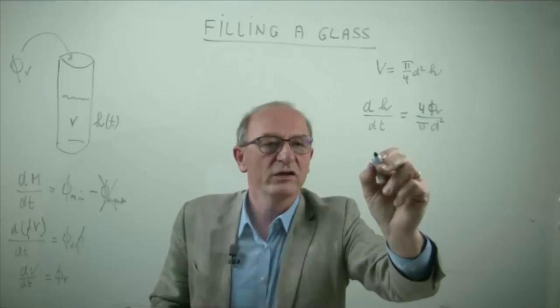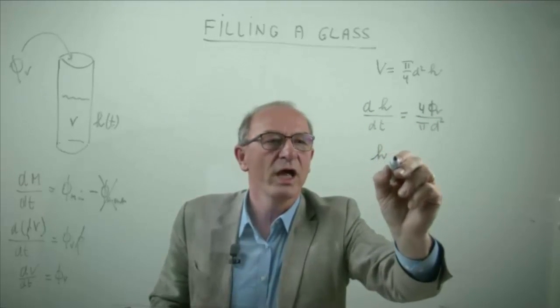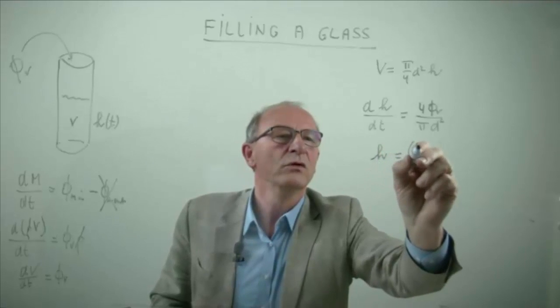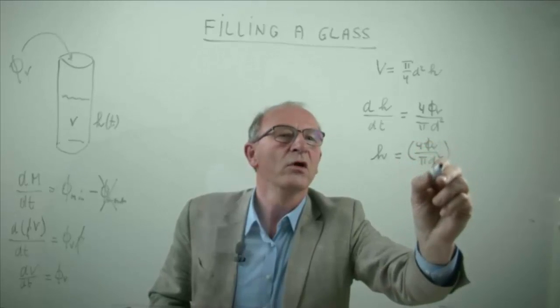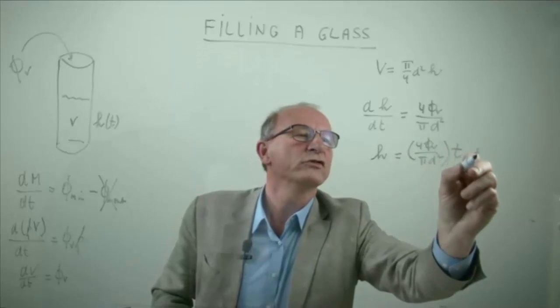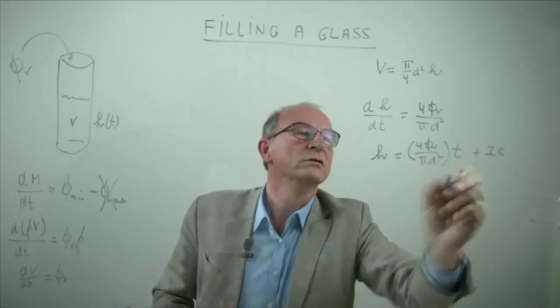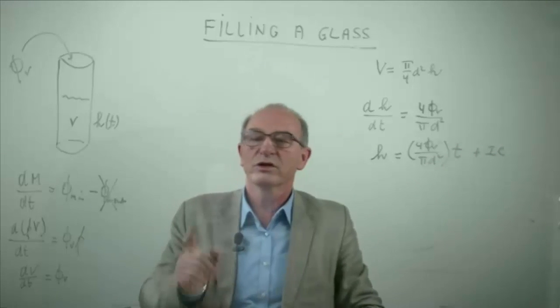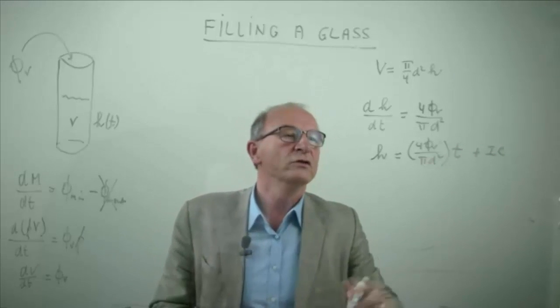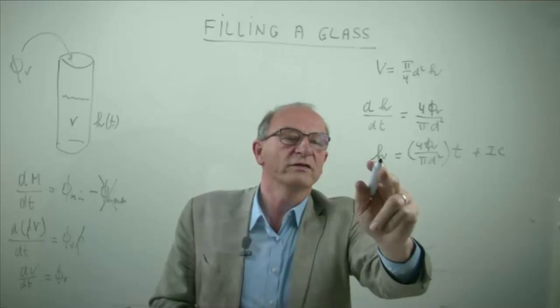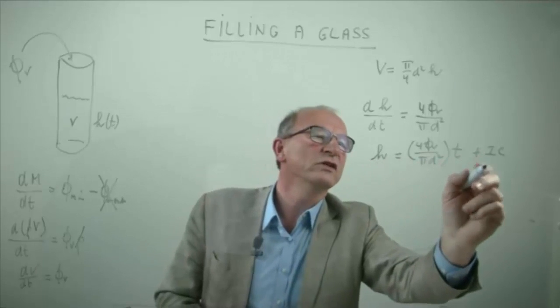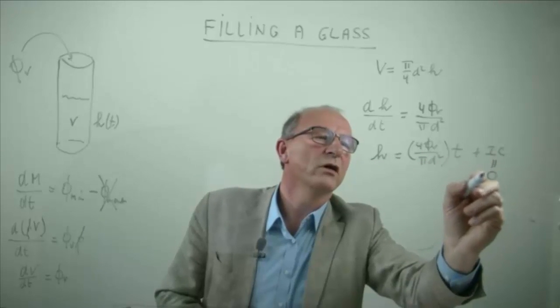Well, let's integrate. First, h is equal to 4 times φ over pi d squared multiplied by t plus an integration constant. Well, we know that there was no liquid in the glass, so the height h is 0 when t is 0. So this constant should be 0.